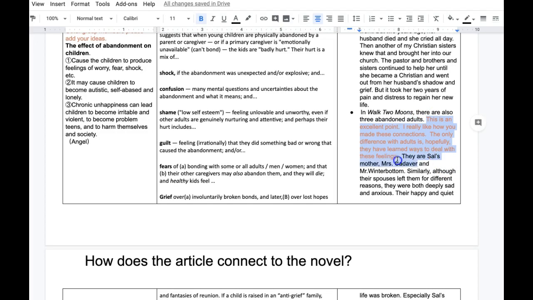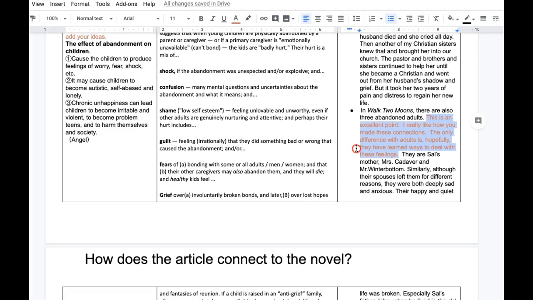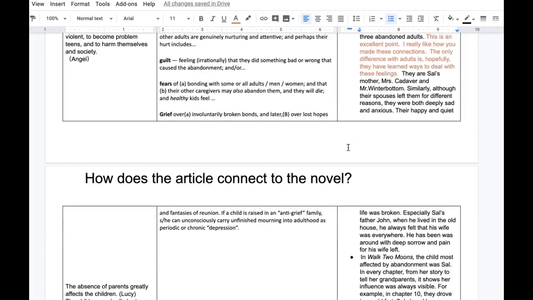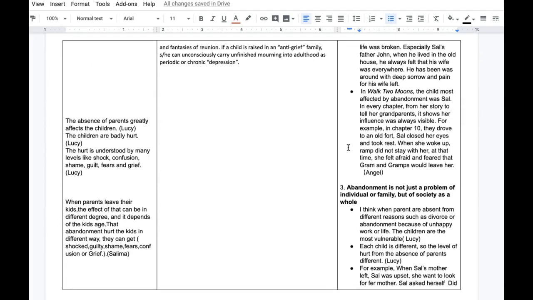This is what I said. I think it is an excellent point. You can abandon your family as an adult. You can abandon a husband or a wife. And I think that's really true. I really like the connections. But I also said I think the only difference with adults is hopefully with life experience, they're more capable of dealing with abandonment than younger children are. Oops, sorry. Okay, so we're going to go down here.